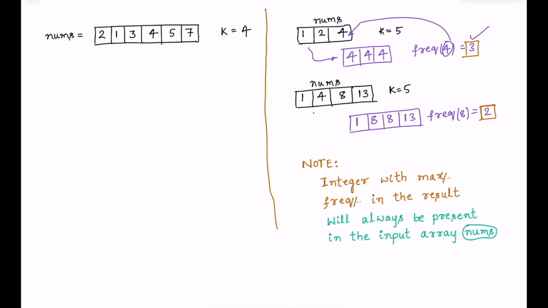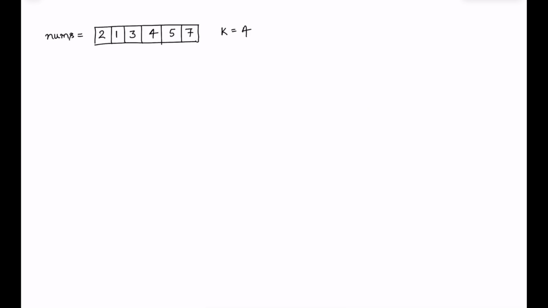After performing at most k increment operations, this resulting array has maximum frequency of 2, and the integer that has that maximum frequency is 8, and this 8 is present in the input array. So we can note that the integer with the maximum frequency in the resulting array will always be present in the input array nums.